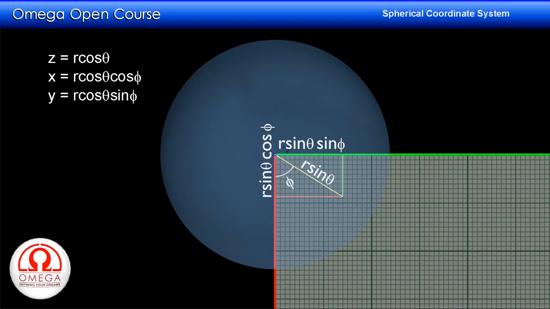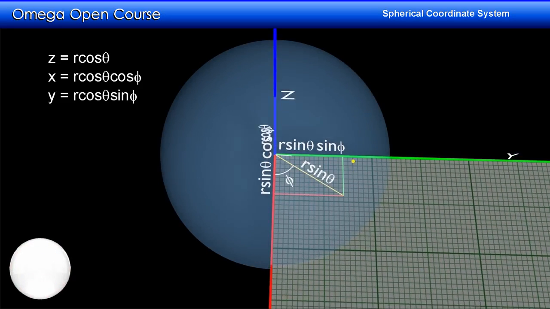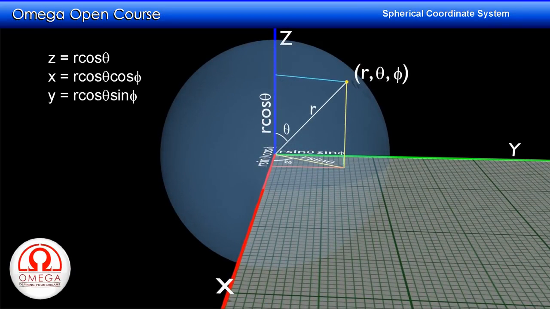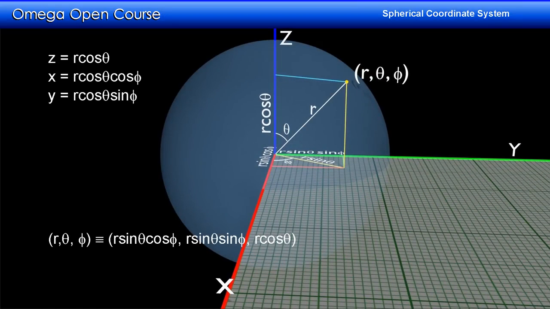Thus, when the spherical coordinates r, theta, phi is converted to Cartesian system, the coordinates become r sin theta cos phi, r sin theta sin phi, r cos theta.